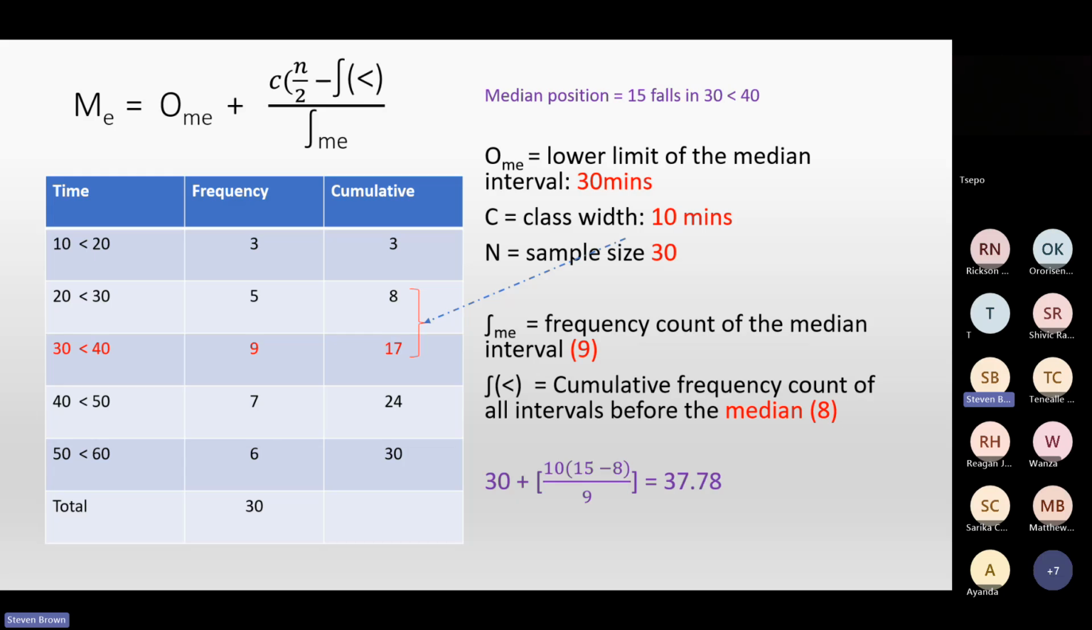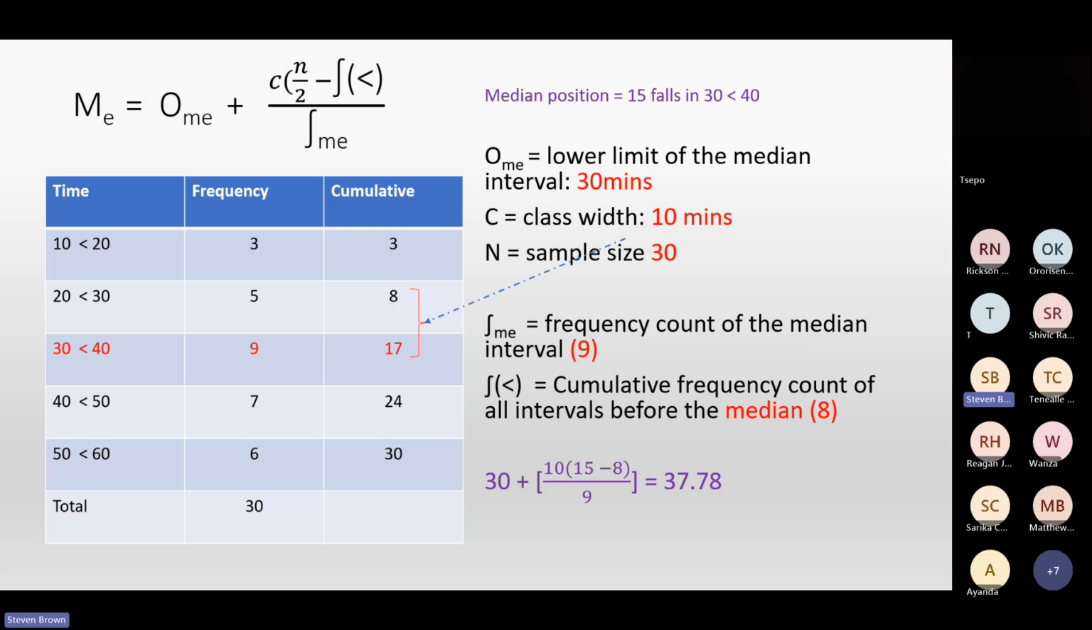Now, the important thing is to know what each of these things in the formula mean. This L is basically the lower limit of the median interval. Okay, that's a low, and I'm going to go through first what they mean, each one, and then I'm going to show you how we find it. So that's the lower limit of the median interval.